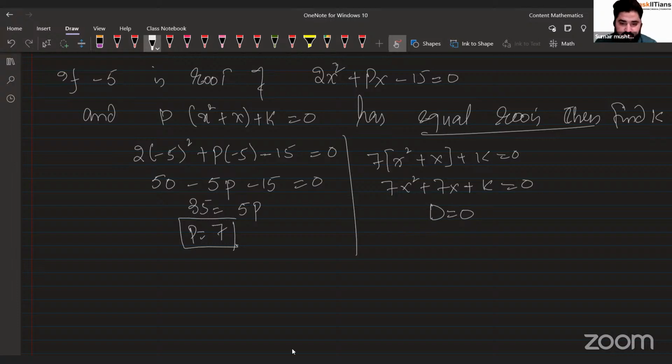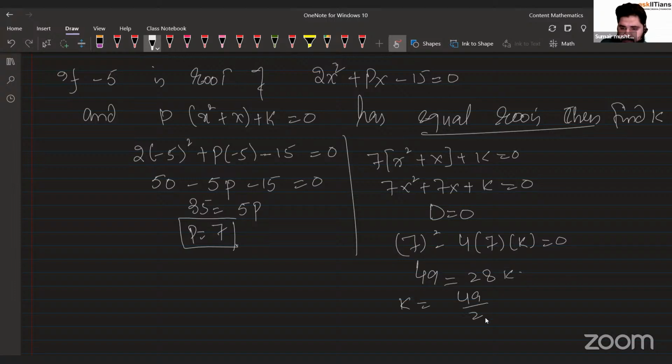So d is equal to 0. That means the discriminant is equal to 0. That's b square minus 4ac equal to 0. So 49 minus 28k equal to 0. So k is equal to 49 upon 28. So this will be equal to 7 upon 4, I think. This is the value of k.